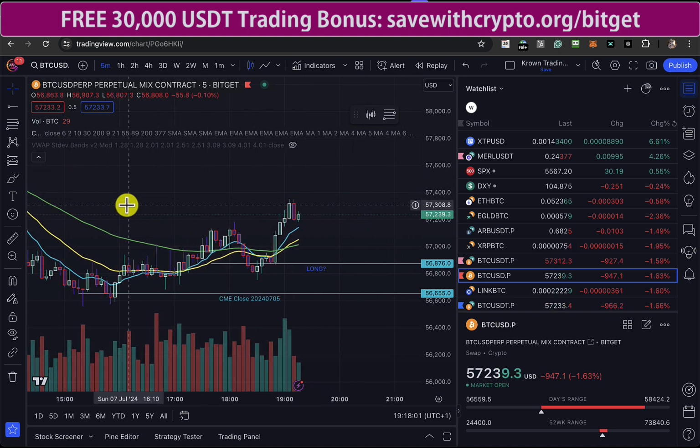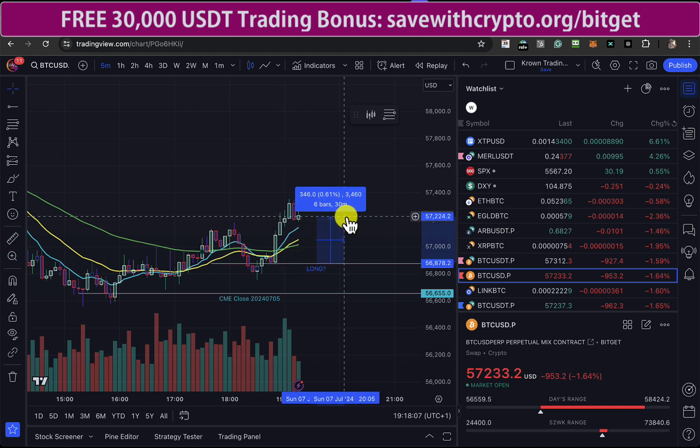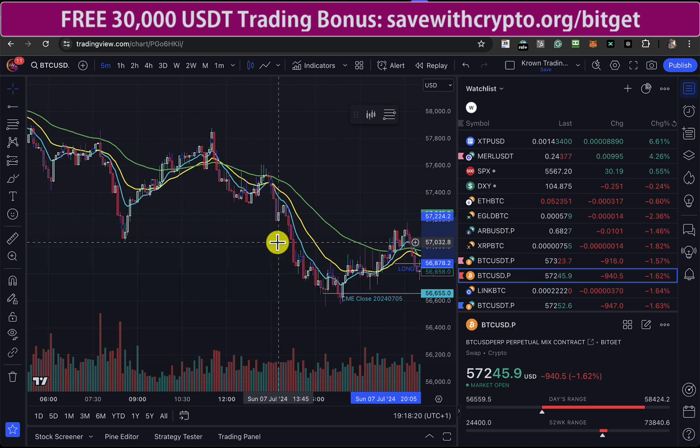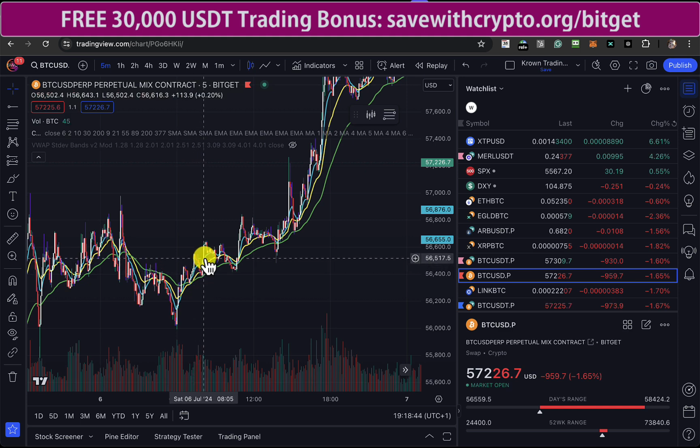So if I'd have gone long when I said, I would be 0.61% in profit. So if I'd used like 10x leverage, that would have been like 6%. Be a good start. And if we look back in the past when this has happened, so say for example here, this continued going up until the cyan came back and then touched the yellow.